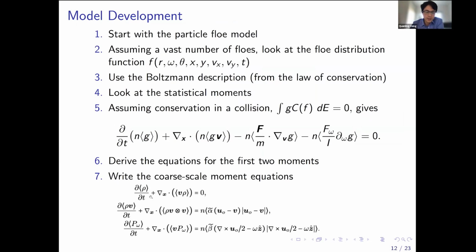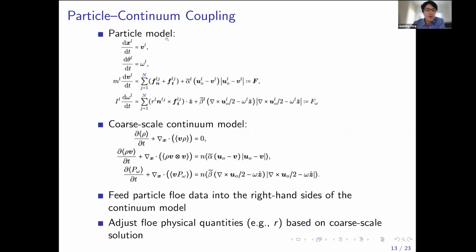For G to be the momentum or velocity, we get the continuum equation for the linear momentum or velocity. Similarly for the angular momentum, angular velocity. So we have a coupled system. We have the particle model for the fine scale, and then for the larger, coarse scale, we use this continuum model based on the conservation laws derived from this Boltzmann type of equation after integration.